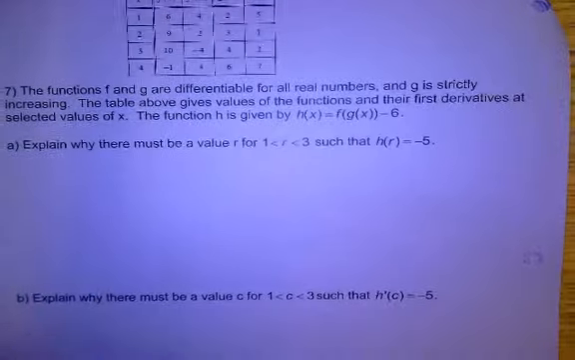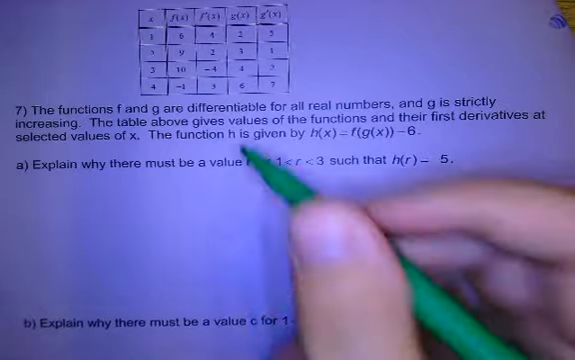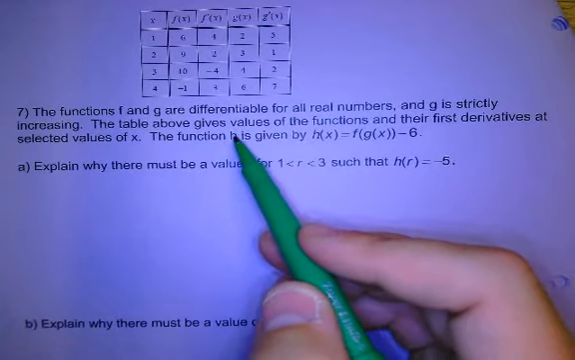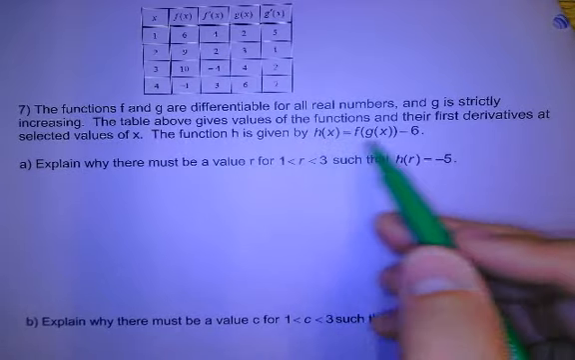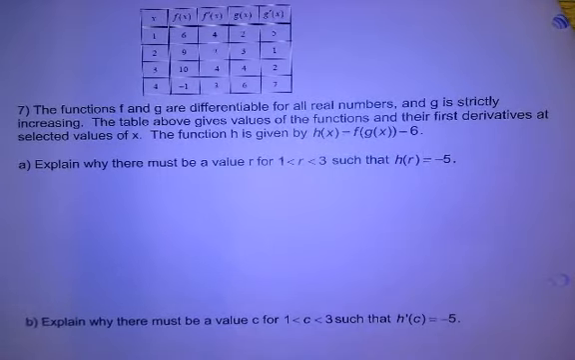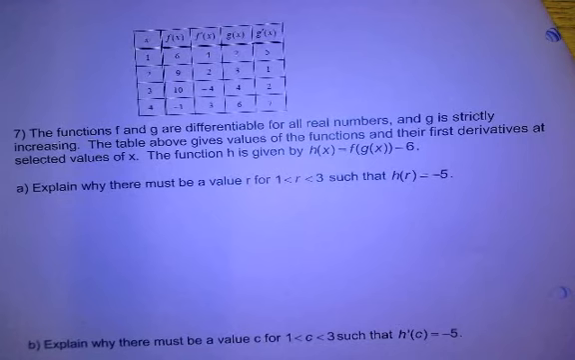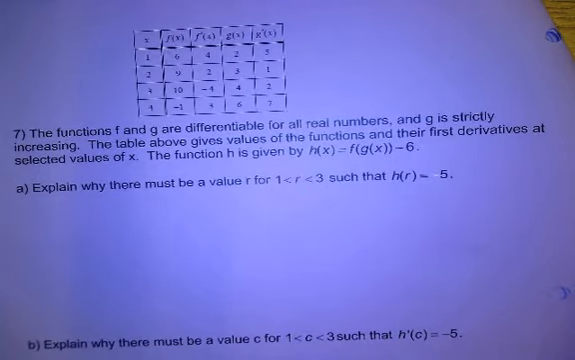Let's go through this one right here. Okay, so you have a table. The functions f and g are differentiable for all real numbers, and g is strictly increasing. The table above gives values of the functions and their first derivatives. Also, h is known as this right here. Explain why there must be an r value between 1 and 3 such that h of r is equal to -5. Which of the three theorems that we applied today does this apply to?